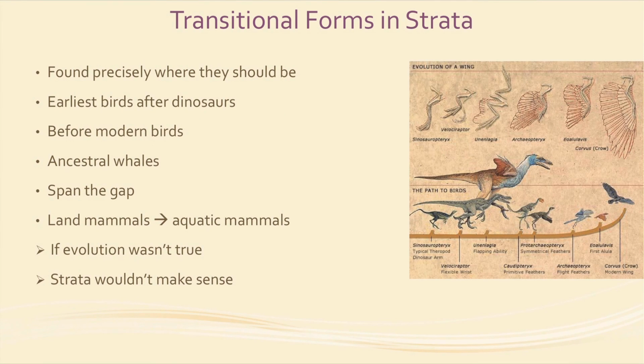Secondly, we find transitional forms precisely in the strata that they should be located. Examples include the earliest birds, which appear after dinosaurs but before modern birds. Another example is that ancestral whales span the gap between land mammal ancestors and fully aquatic mammals. If evolution weren't true, you would see transitional fossils in strata that wouldn't make sense.